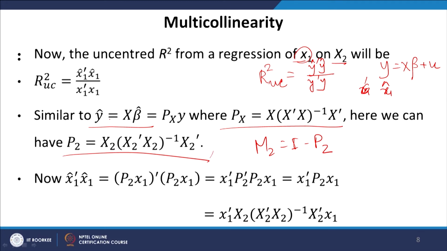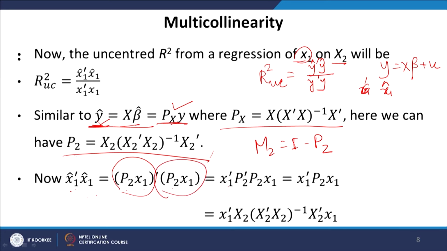So this is how we define P2, another projection matrix. If you remember, P_x y equals x beta hat, which equals y hat. This is something we are going to utilize next. So x1 hat prime x1 hat will be basically P2 x1 prime P2 x1. Since y hat equals P_x y, x1 hat will be equal to P2 x1. So P2 x1 prime multiplied by P2 x1.